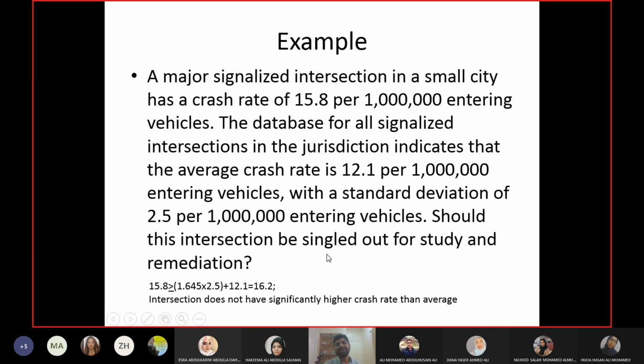Okay. So I will only select it if the crash rate on this site is significantly higher than this average value. Now, anybody would say 15.8 is higher than 12.1, but is the difference significant or not? This is what we have to establish through the z-test.